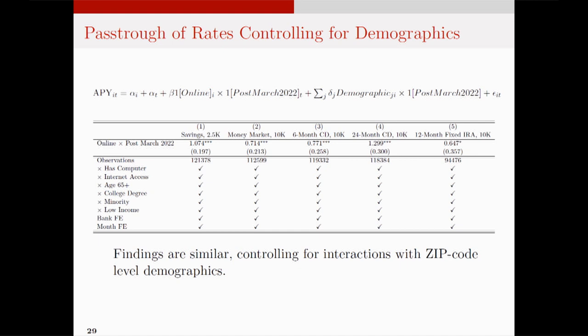Here, I'm running my regressions and including interactions with various characteristics of the customers. Unfortunately, we don't have great data at the customer level, and the only thing that we can do here is to use data on the characteristics of the people in certain zip codes where the banks operate. And that will be for my traditional banks. Here I'm looking at characteristics like whether they have computer access or internet access, whether they are older or more educated at the zip code level where the banks have branches. And including the interactions of these variables with my online dummy does not change my results at all.